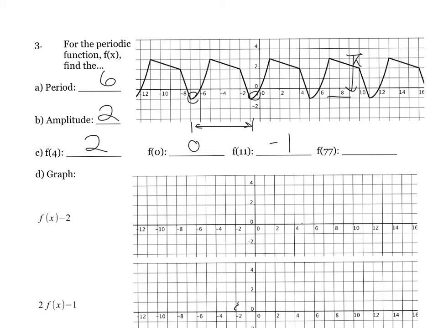Why is it negative 1? Like, 11 is already there, but 77 is 7 times over to the right. Oh, I see what she's saying. F of 11, 7 times over. In order for this to be true, your period would have to be 11. What's the difference between 77 and 11? 66.